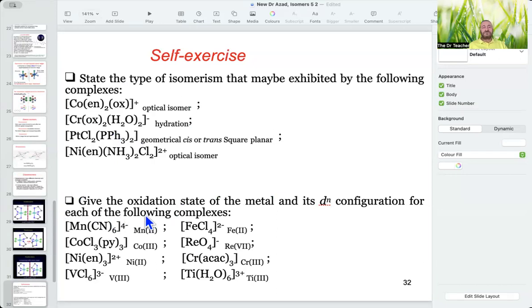Give the oxidation state of the metal and the d^n configuration for each of the following. So here was the oxidation number for the manganese. You can say the ligands are 6 minus, the difference from 4 minus will be 2, so manganese will be manganese 2. The difference between 4 and 2 is 2, so iron will be 2. Pyridine is neutral, chloride is minus, so cobalt will be 3, and so on.